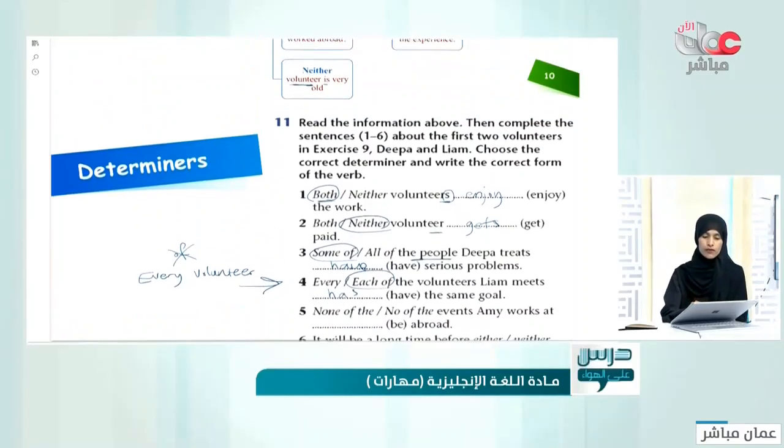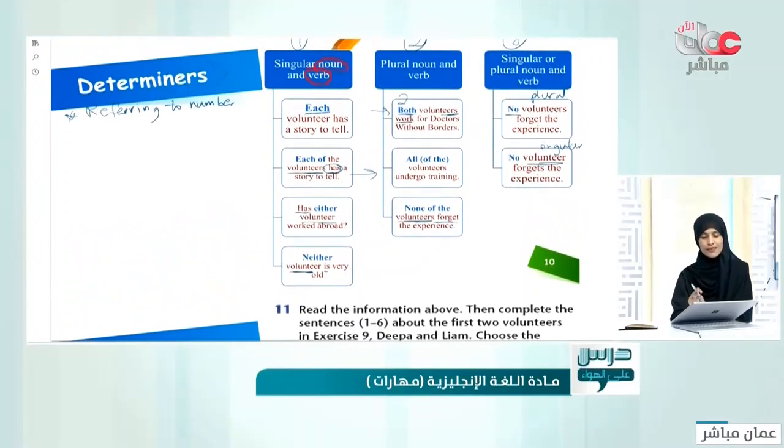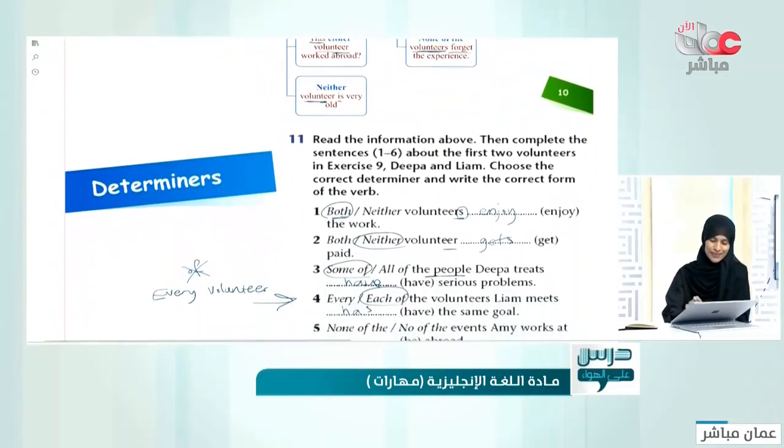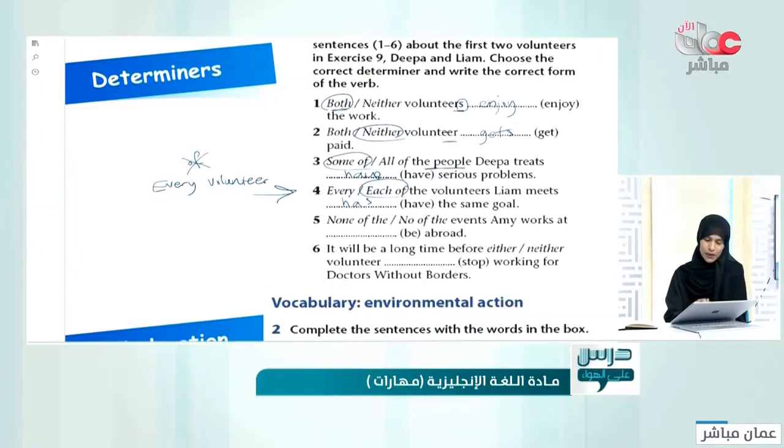By the way, I advise you, if you're watching, this is a summary of the determiners, which was just a set of sentences in your book, but I have made it simpler here, so save this as a picture. Okay, so number 5, none of or no of the events Amy works at dash abroad.